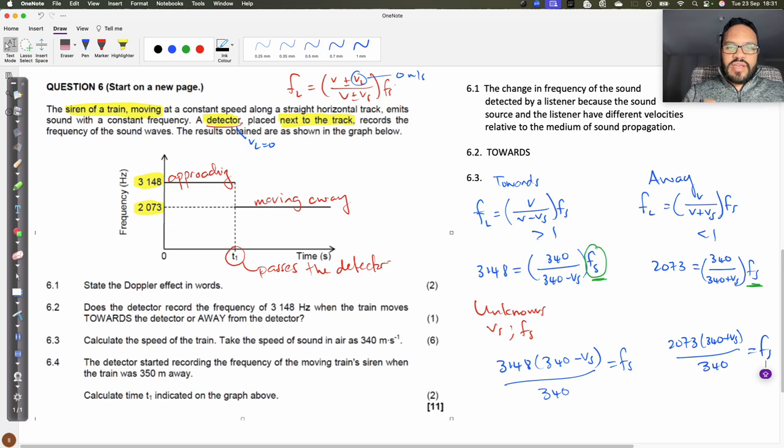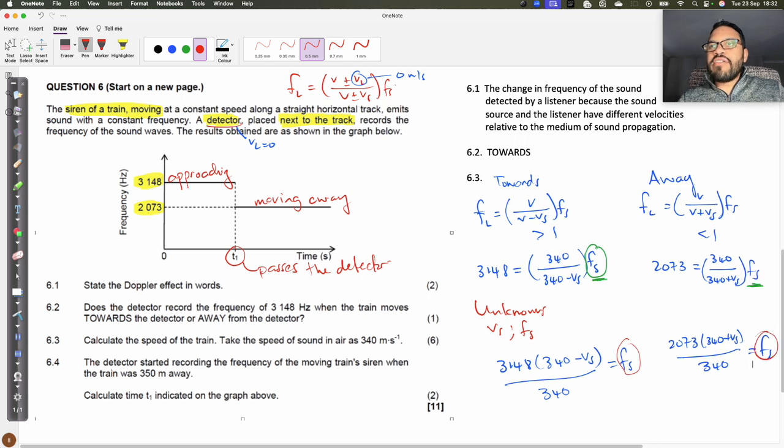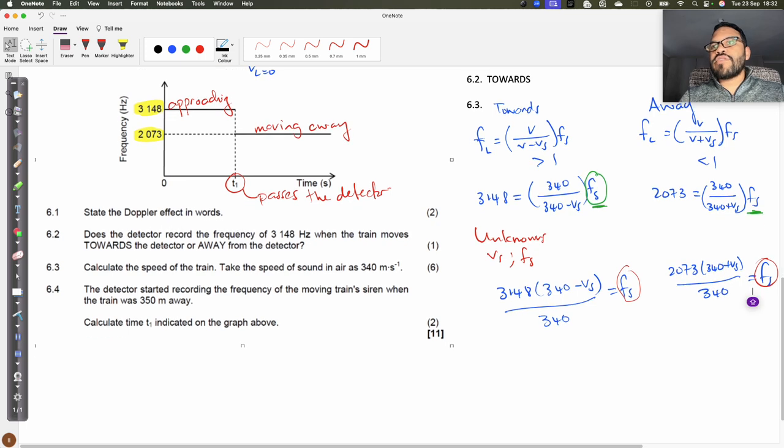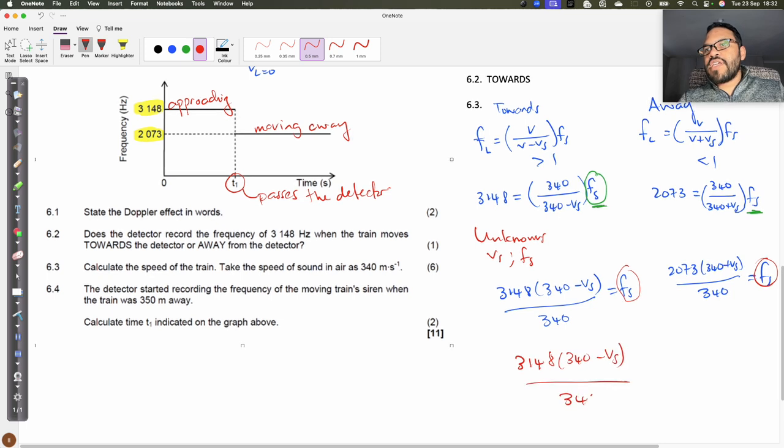So that's what you want to check. Now I'm going to equate these two things. That and that are the same thing. So this will simplify into 3148 times 340 minus Vs over 340, is equal to 2073 times 340 plus Vs divided by 340.